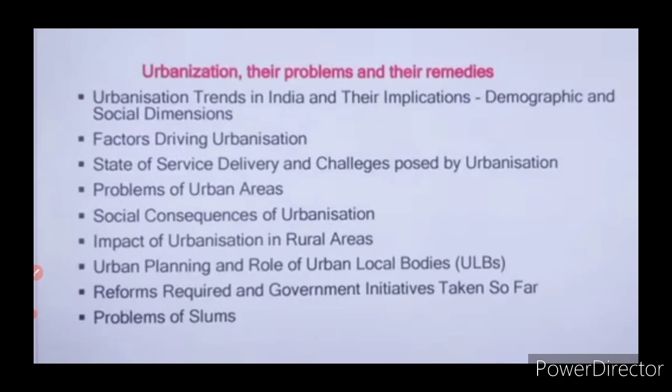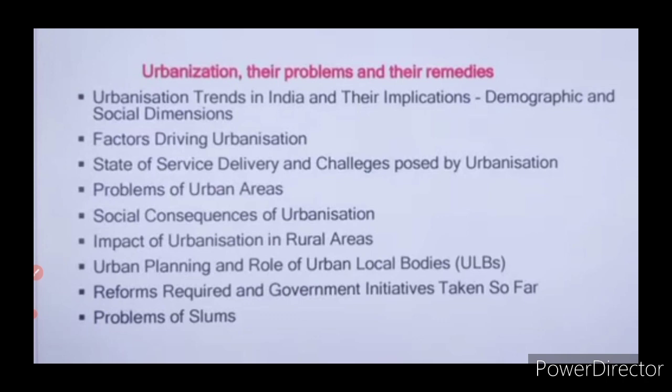So basically urbanization के क्या क्या प्रॉब्लम है और उसे remedies, मतलब उसे कैसे हम लोग कम कर सकते हैं. So urbanization trends in India and their implications, demographic and social dimensions, factors of driving urbanization, state of service delivery and challenges posed by urbanization, problems of urban areas and social consequences of urbanization.